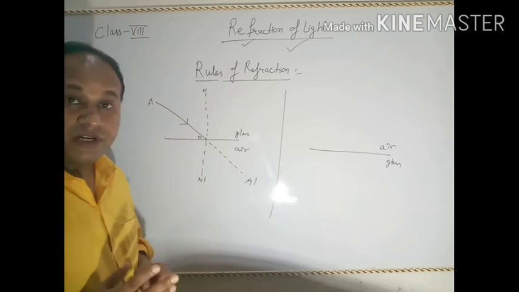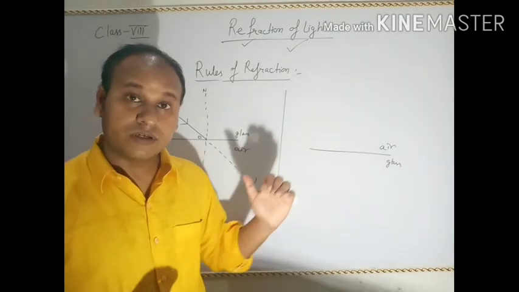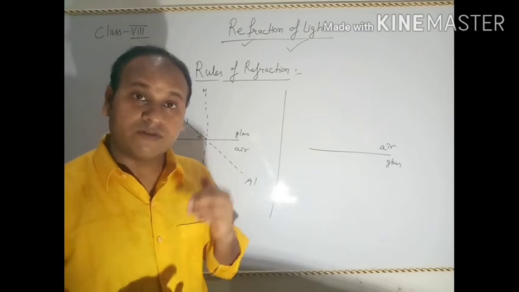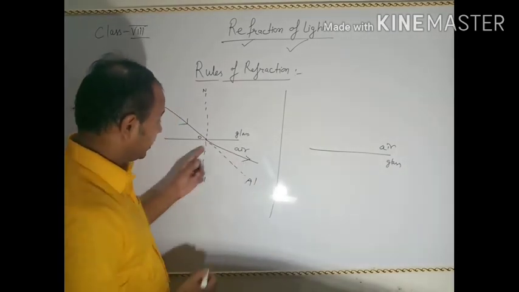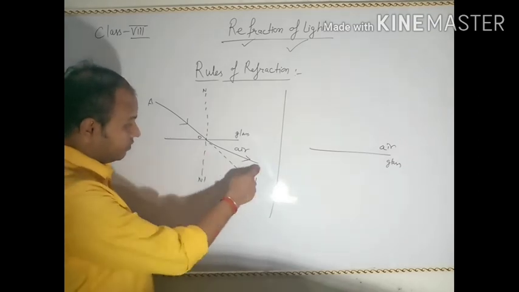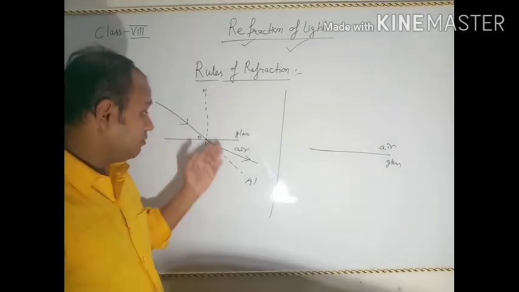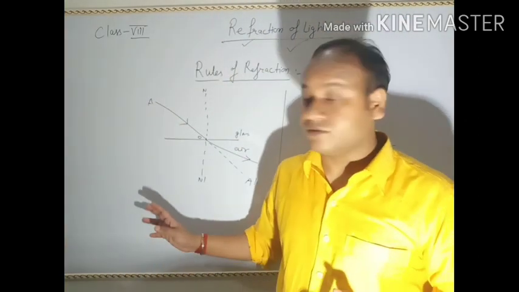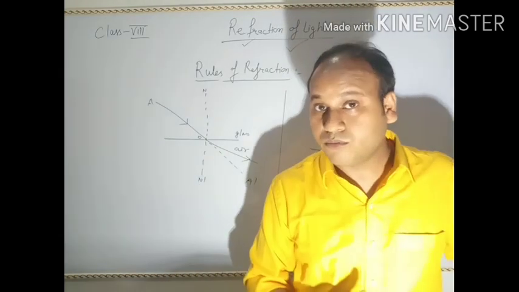But here the light is entering from glass to air, means denser to rarer. So when a ray of light enters from denser medium to rarer medium, at that time the speed of light will become more. Denser to rarer, rarer means less traffic jams, so the speed of light will become more, and at that time the ray of light will bend away from normal like this. This is normal and it is bending away from normal. Why? Because it is entering from glass to air, means denser to rarer. So this is the first rule of refraction of light, that when a ray of light enters from denser medium to rarer medium, at that time it will move away from normal.